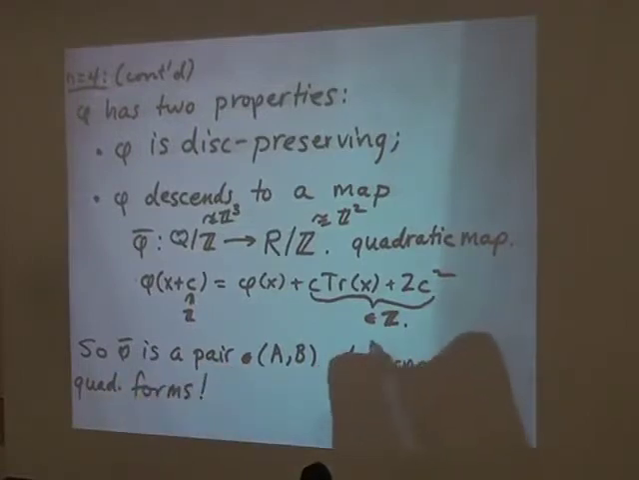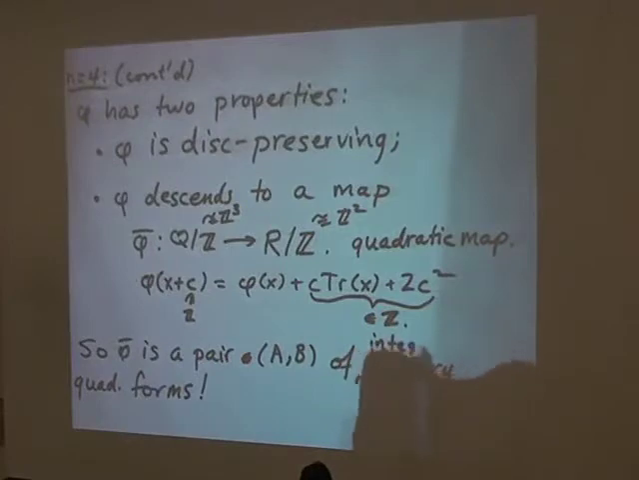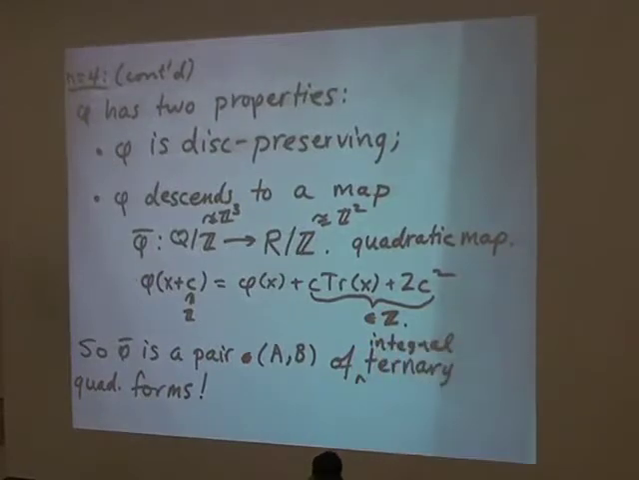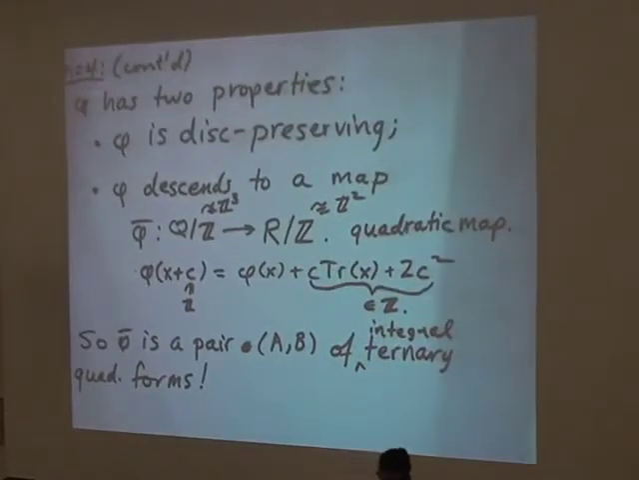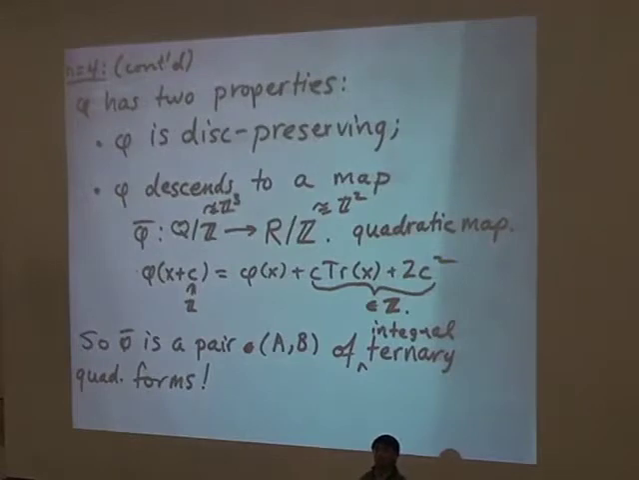So you can view phi bar as a pair, A comma B, of ternary quadratic forms. Right, so these are integral, of course, integer coefficient, integral ternary quadratic forms. So instead of a binary cubic form, we're getting a pair of ternary quadratic forms in this case. And everything is so analogous with the cubic case that it seems to indicate that quartic rings, if everything goes analogously from here on, should correspond to pairs of ternary quadratic forms up to equivalence, right?